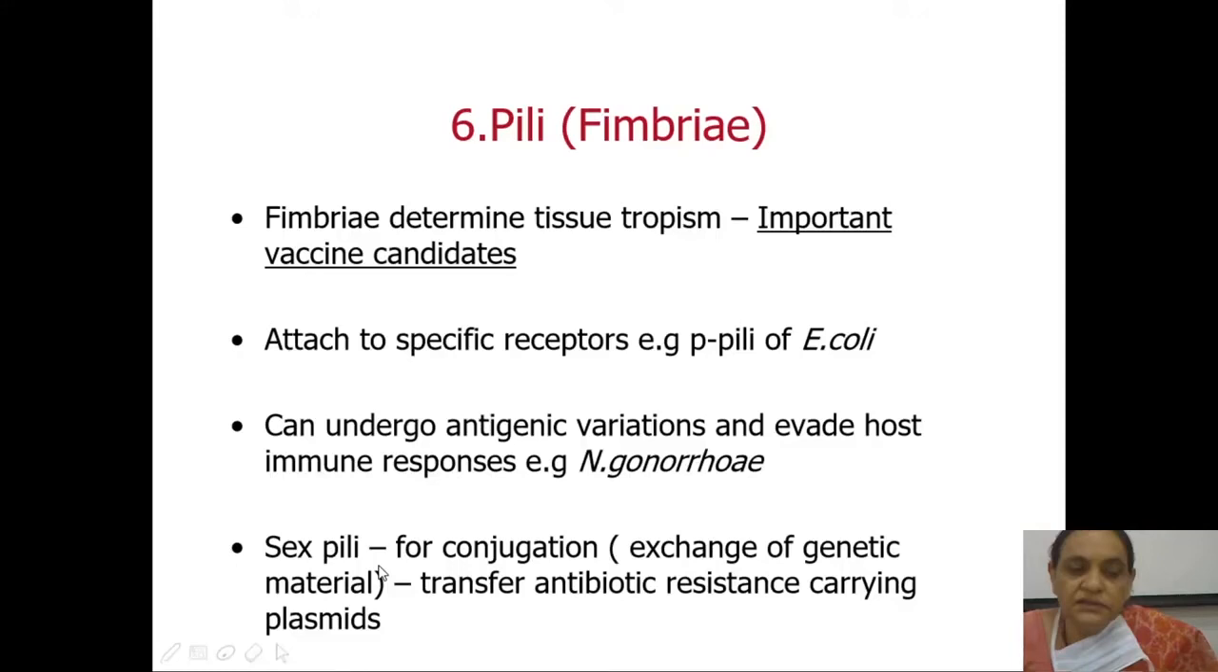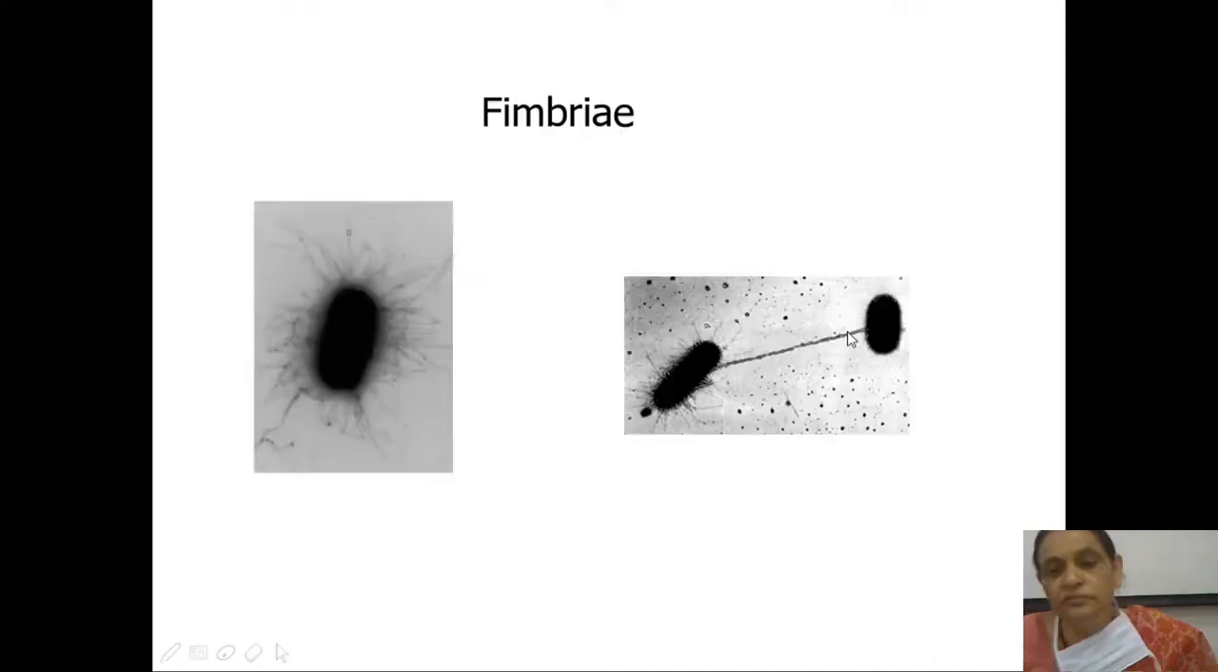So fimbriae are again very fine, you can only see them by electron microscopy, and by electron microscopy they could demonstrate this conjugative pili or sex pili, where the exchange between two bacteria, the chromosome is getting exchanged, or the DNA material, and plasmids get exchanged like this.